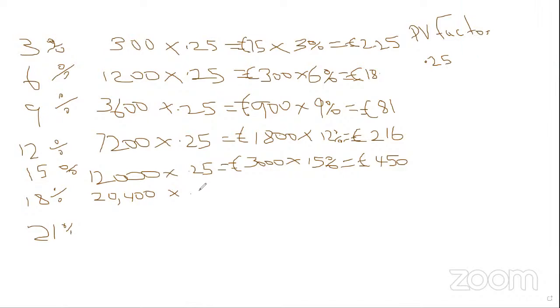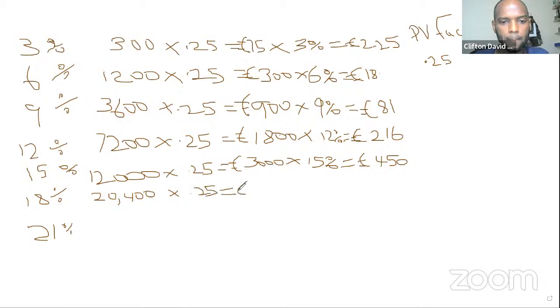So then we had 18%, you need 20,400 points times 0.25 will give you 5,100 euros. And then you multiply that by 18%. So it's the same formula all the way through. It's just the figures that are changing. All right. 18% of this 5,100 will give you 918. And then 21% is 30,000.